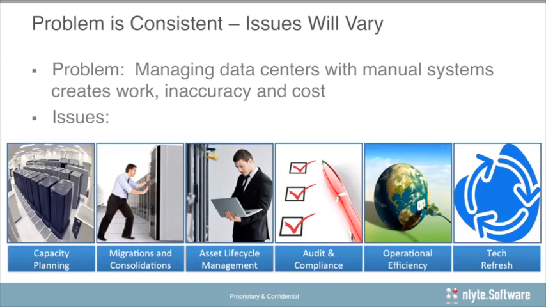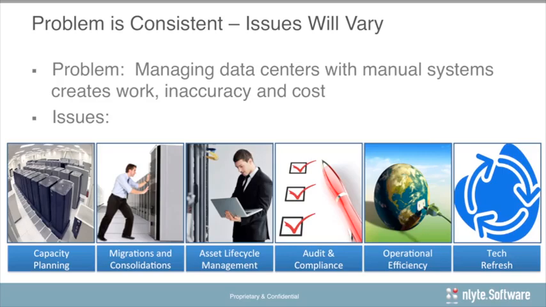It might be capacity planning. How can you do capacity planning if you don't know where your assets are, what resources they're using? If you're doing migrations and consolidations, how are you going to effectively plan that out, execute it, do the workflow around all the different stages of a migration or a consolidation if you don't have some sort of solution to automate it? Asset lifecycle management might be a core issue for some organization of managing those assets and properly determining who owns those assets, where those assets are located.